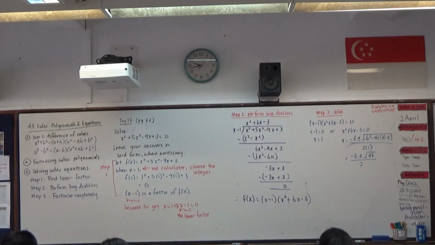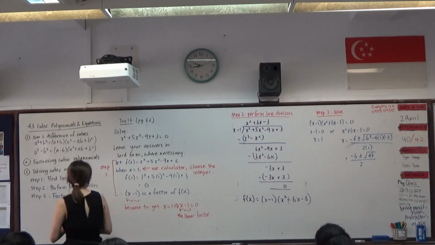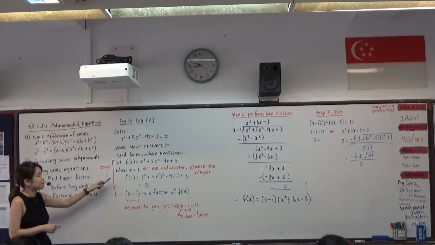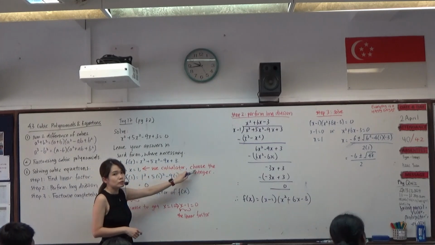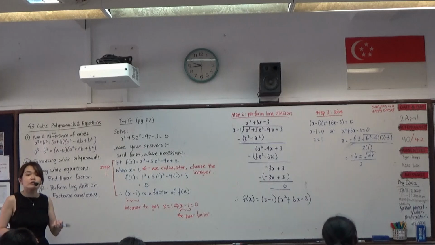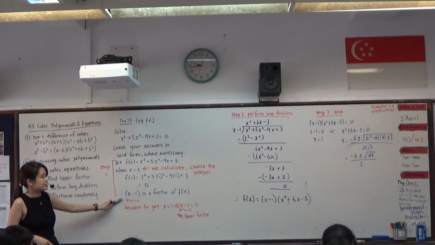You may want to check your answers with what I have on the whiteboard. Okay, just to run through it. Step 1 is about finding a linear factor. So I saw that some of you had a bit of a rough start figuring out how to find the linear factor. So remember, we have to use a calculator and choose the one that's an integer. Okay, we don't choose the one that's a fraction because it's not intuitive. Okay, and then we will be able to say that x minus 1 is a factor.